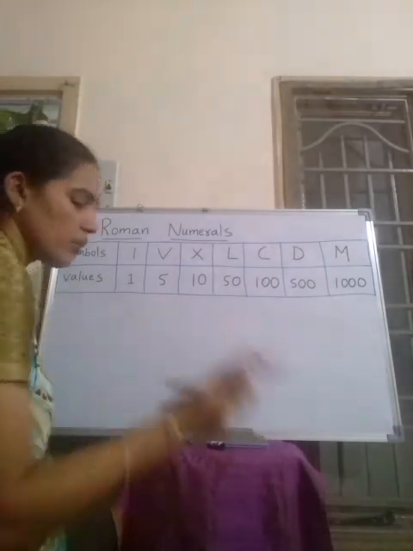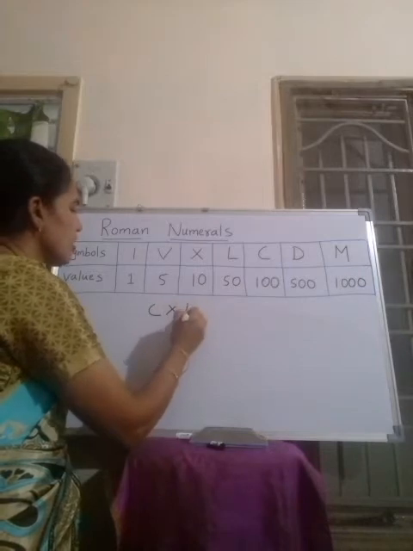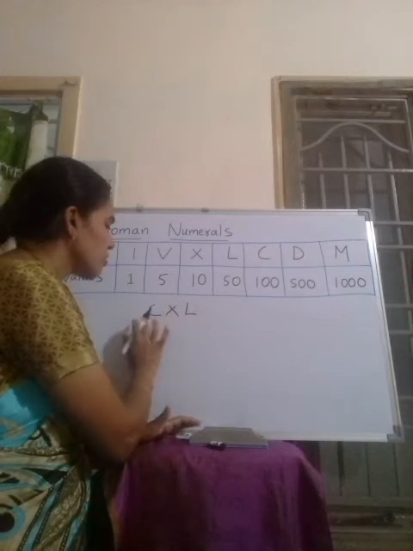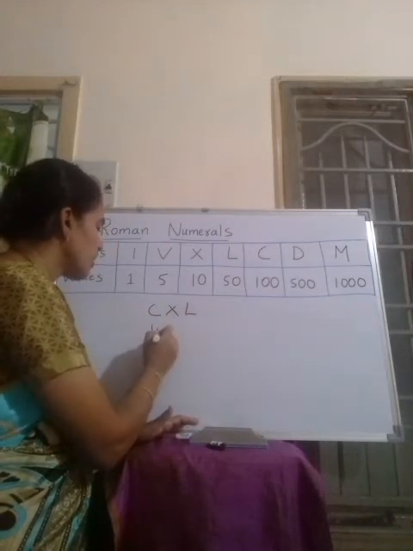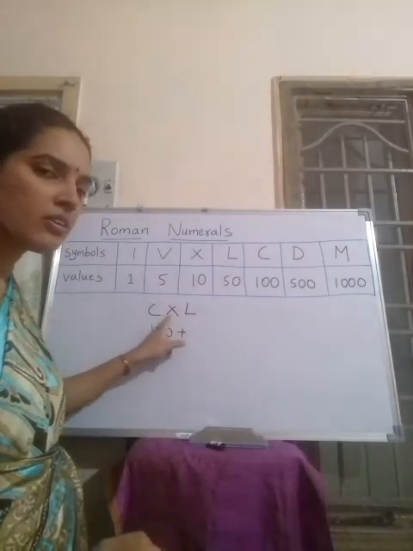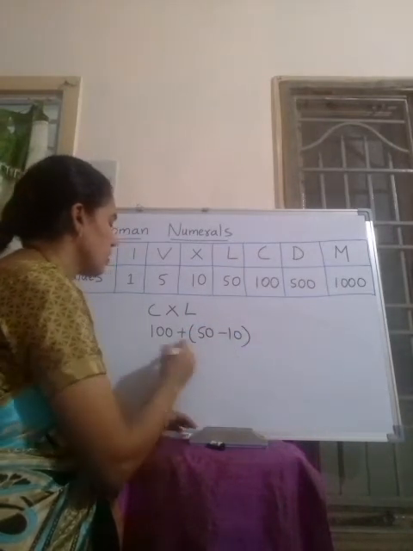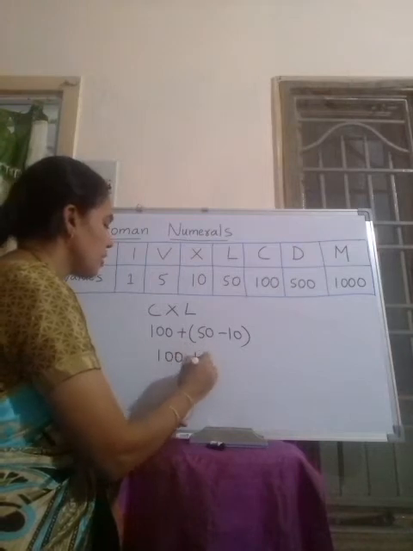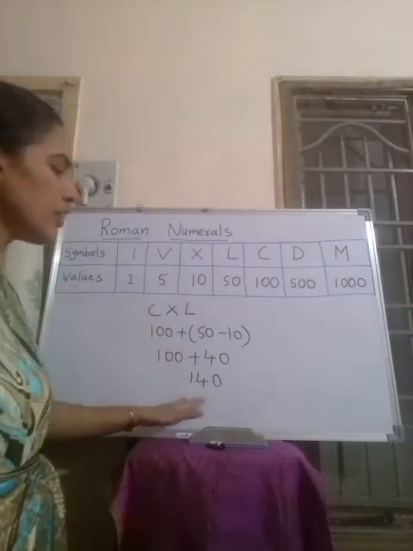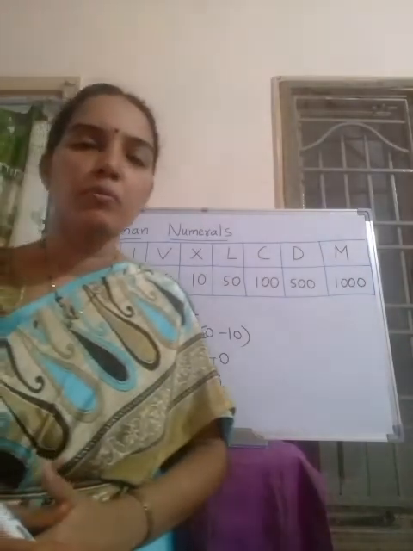Let us take one more example. CXL, suppose if it is CXL. X is there in between two large symbols. The C value we write 100, we should not change this one, and then from here we have to subtract this X value, that is L is 50, 50 minus 10, that is 100 plus 40, that is 140. What is the number value? 140. And in this Roman numeral system there is no symbol for 0.